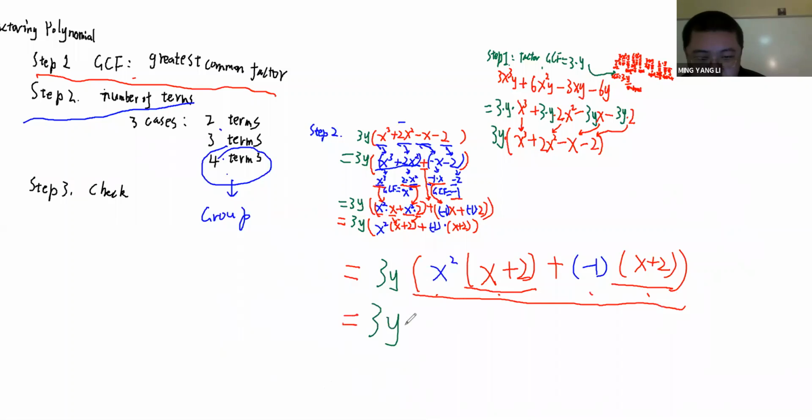So we have 3y times x squared plus -1, so it's -1. We write it as plus -1, just in case it's more clear where these terms came from. And the plus came from this plus. Then multiply with the leftover part, which is x plus 2.